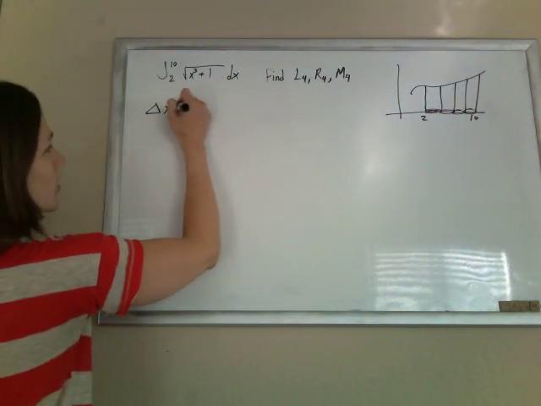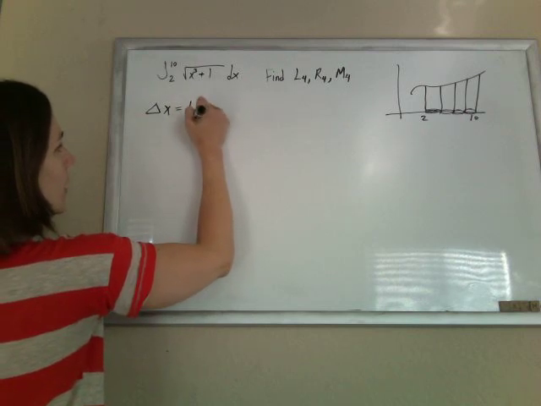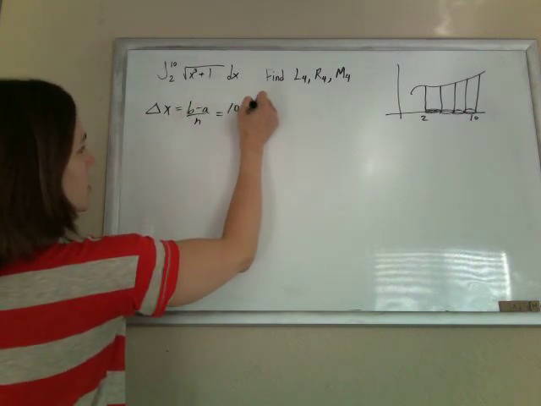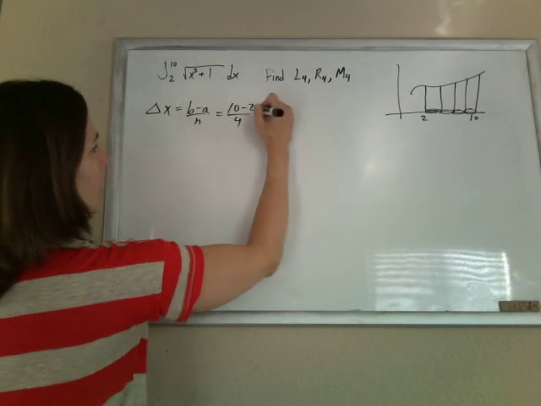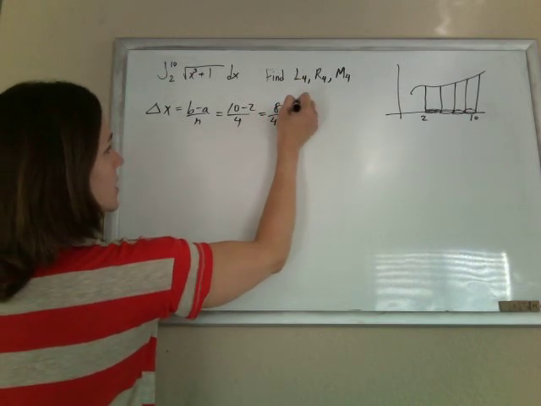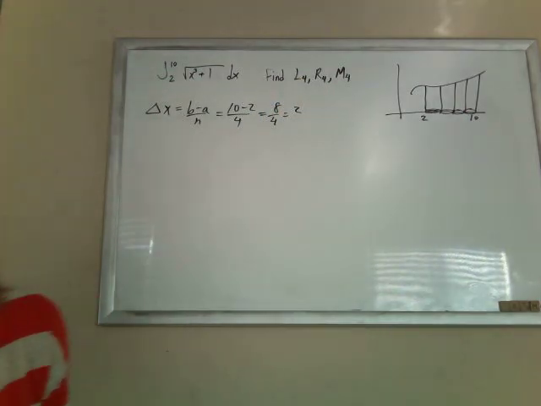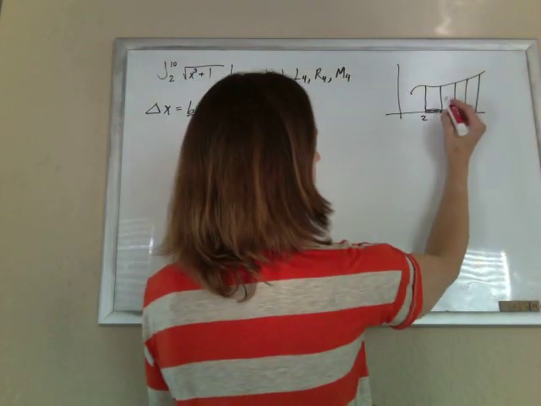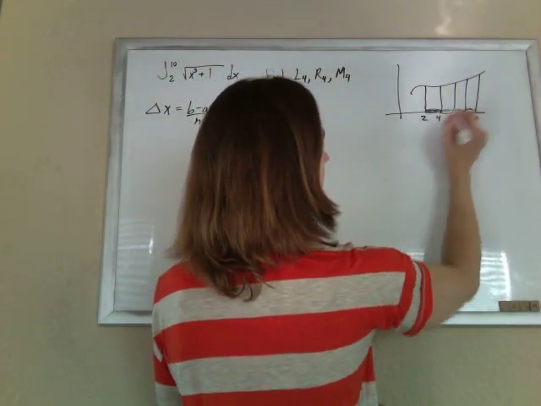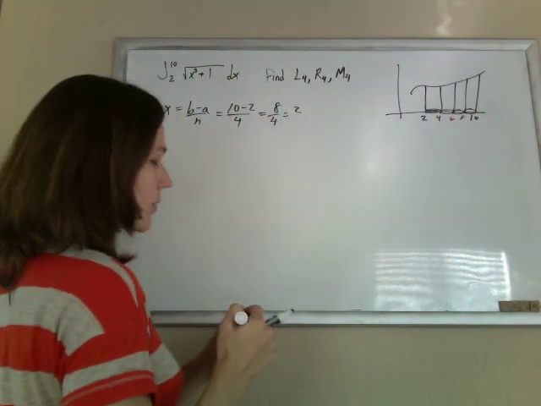And delta x is always b minus a over n. So 10 minus 2 over 4. So 8 over 4, which is 2. Which makes sense, because if we were to keep adding 2, yay, it works, right?